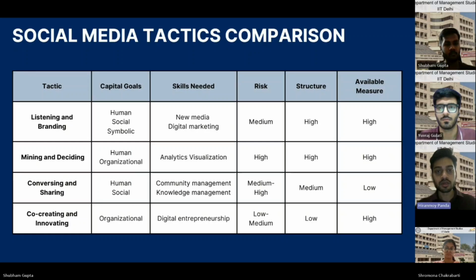Risk is low to medium. Risk is related to the ROI that is in place for all these tactics. Structure refers to the requirement of the structure, how elaborate a structure is required in an organization. And if anything goes south, are there available measures? So we can say that measures are there for all these tactics. If we go to the next slide.